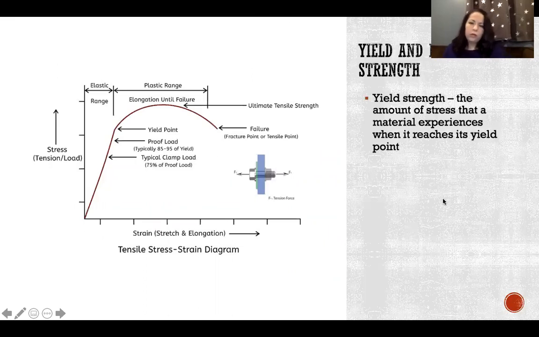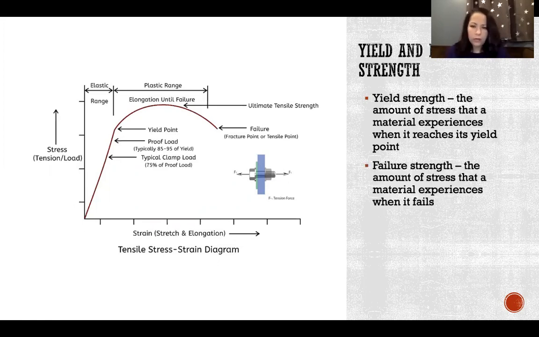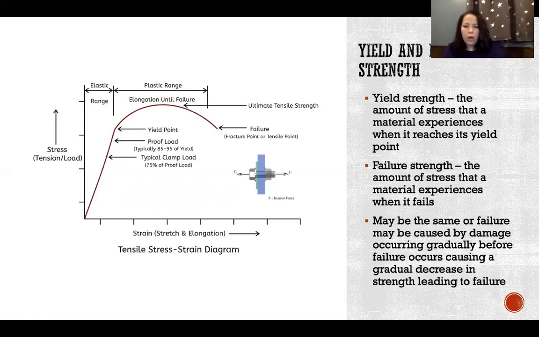Okay, so yield strength is the amount of stress that a material experiences when it reaches its yield point. So at precisely the yield point, how much stress was that material experiencing? That's its yield strength. Failure strength is the amount of stress that material experiences when it fails. So when we get to that failure point, exactly how much stress was acting on that material when we got to that failure point.